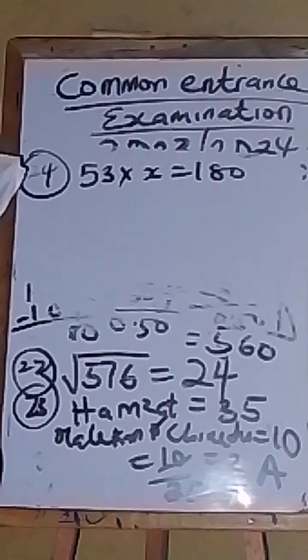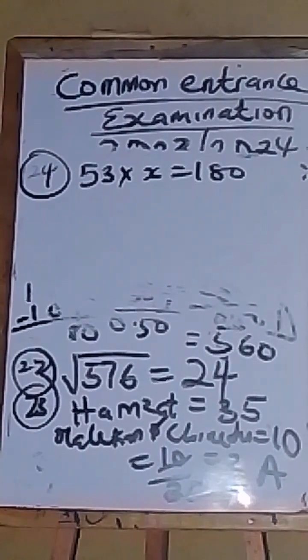So, how do we do it? We have 53 of the number. So we are asked to find the total number of pupils in the school.